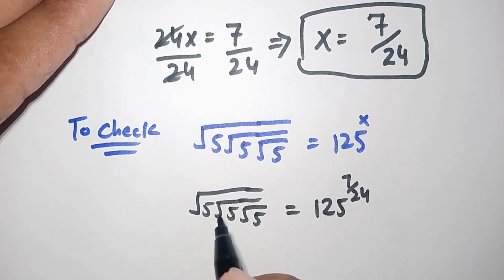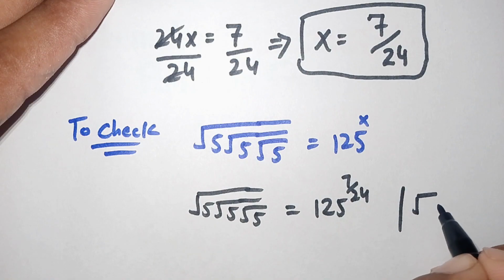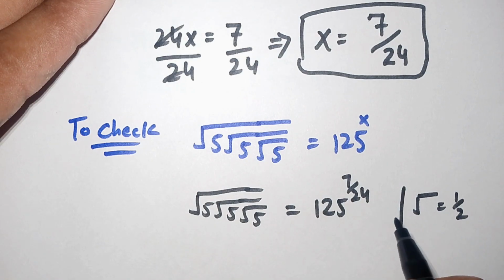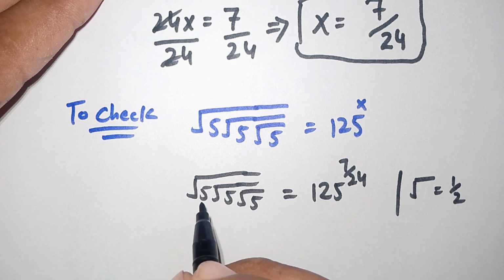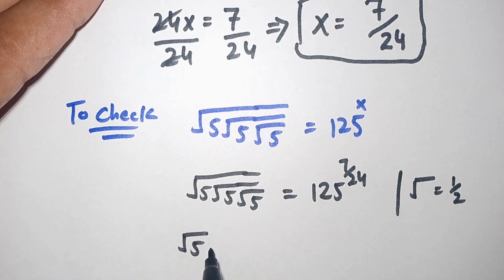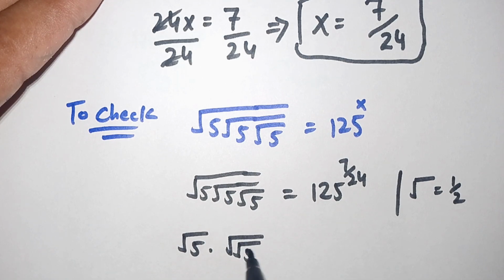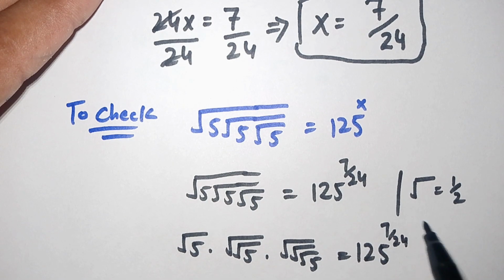Now to solve this, we know that the value of the square root sign is equal to 1 over 2. So we have to replace this radical sign by 1 over 2. First of all, we have to split these as the square root of 5 times the double square root of 5 times, here, the triple square root of 5, which is equal to 125 to the power of 7 divided by 24.